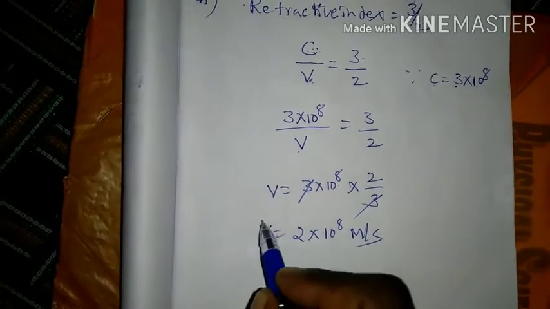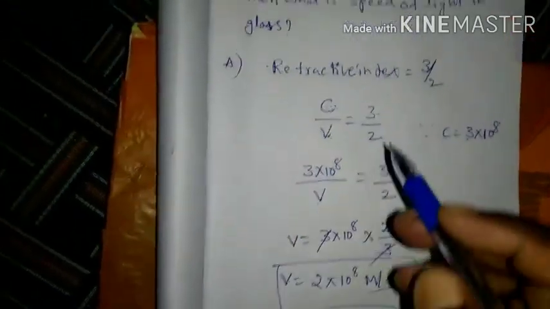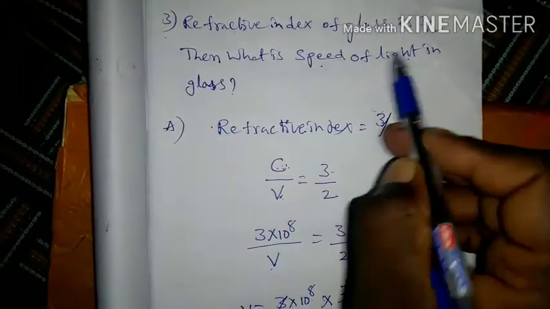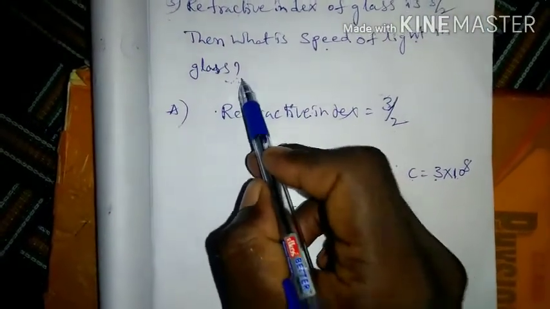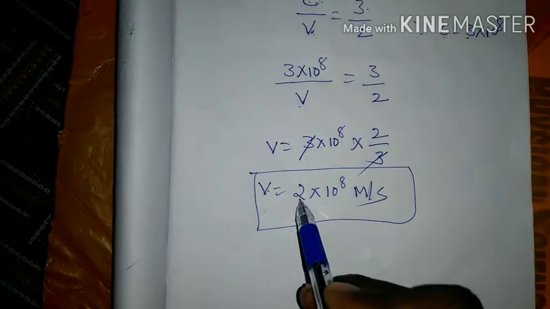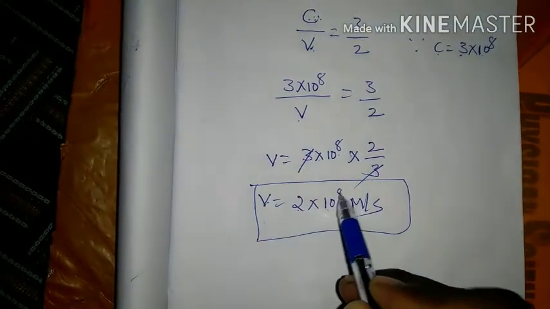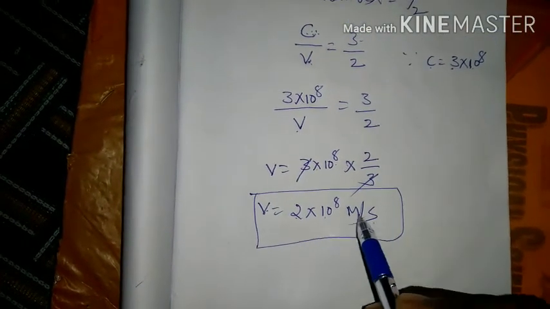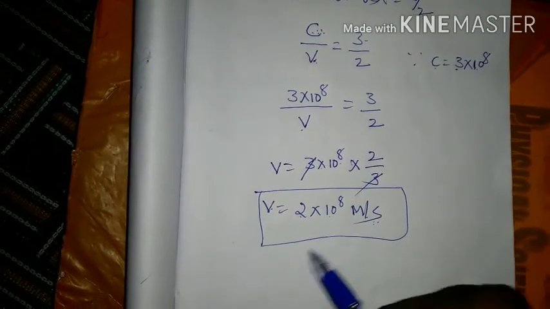V means medium. The speed of light in glass, the first medium, is 2 into 10 power 8 meters per second. This is the third problem.